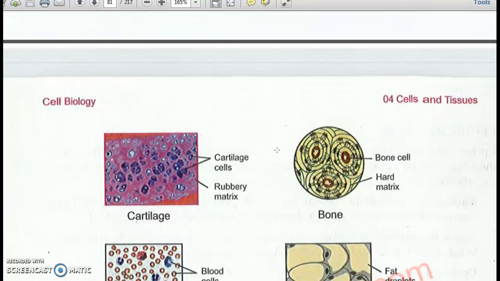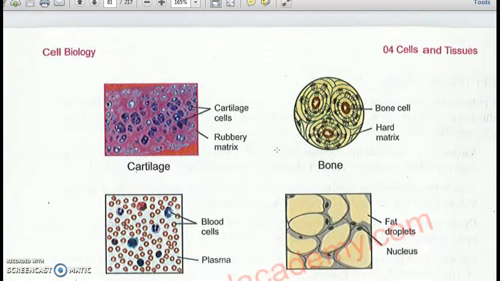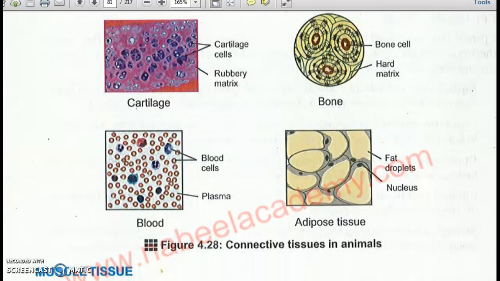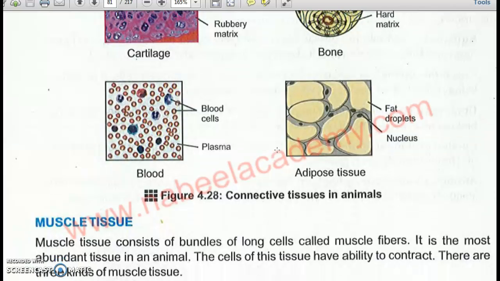So here are some diagrams. You can see here the diagram of cartilage, bone, blood and adipose tissue, right?